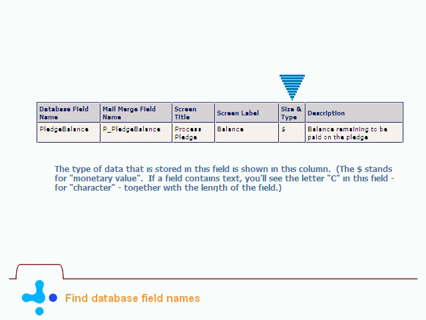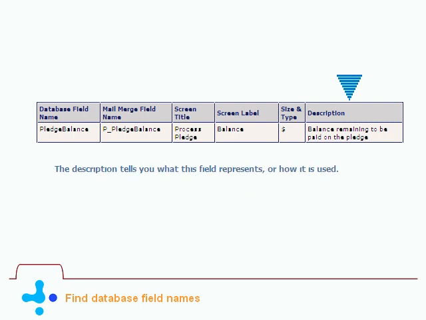The $ sign stands for monetary value. If a field contains text, you'll see the letter C in this field for character, together with the length of the field. And the description tells you what this field represents or how it's used. All of this tells us that pledge balance is the field we were looking for.